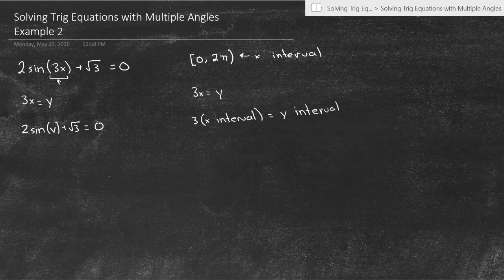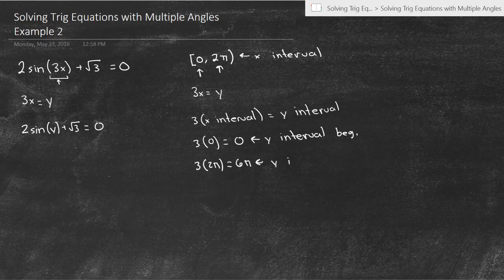So you can pretty much just distribute. We're going to get 3 times 0. This will give us the lower end of our y interval. 3 times 0 equals 0, so that's where the y interval starts. Then we're going to get 3 times 2 pi, because that's where the x interval ends. That's going to give us 6 pi, which will be our y interval ending. So our interval can be seen as 0 to 6 pi.